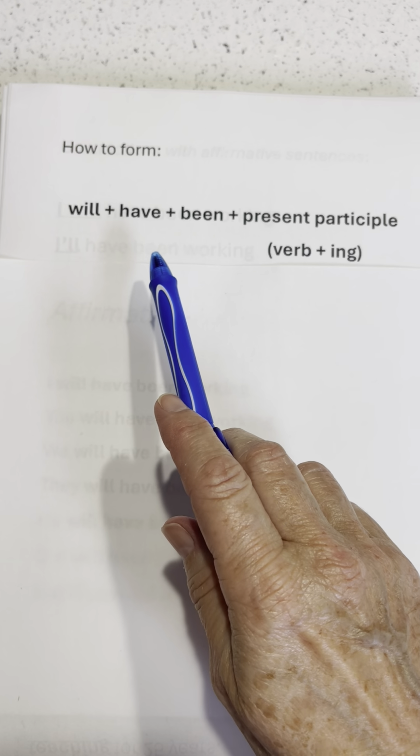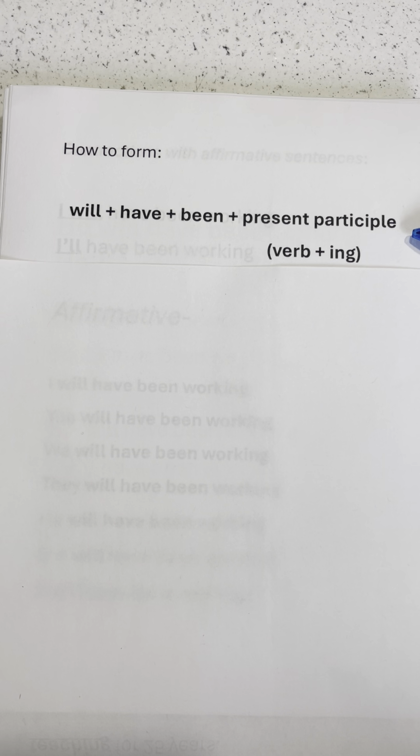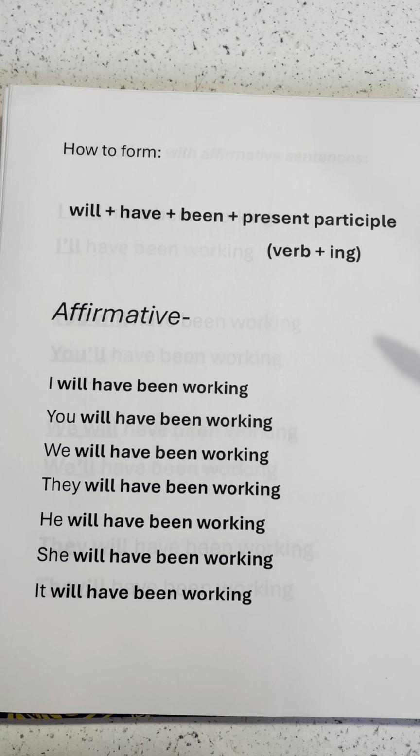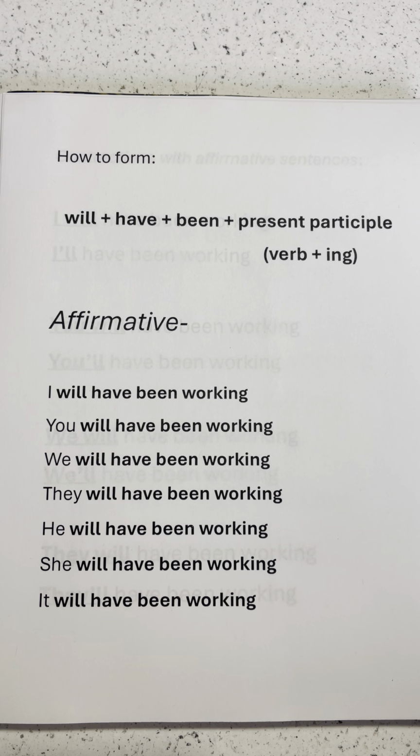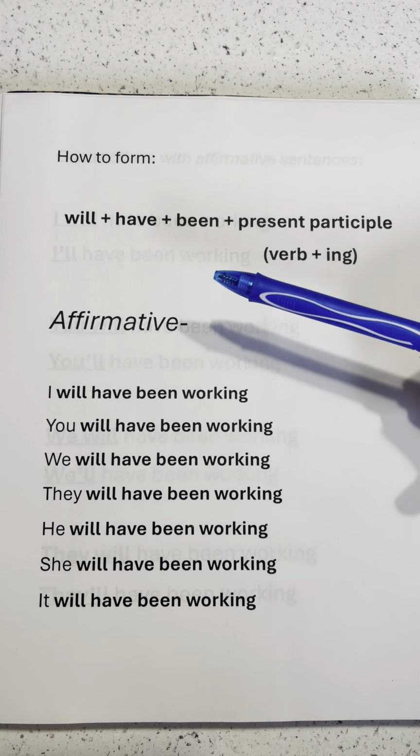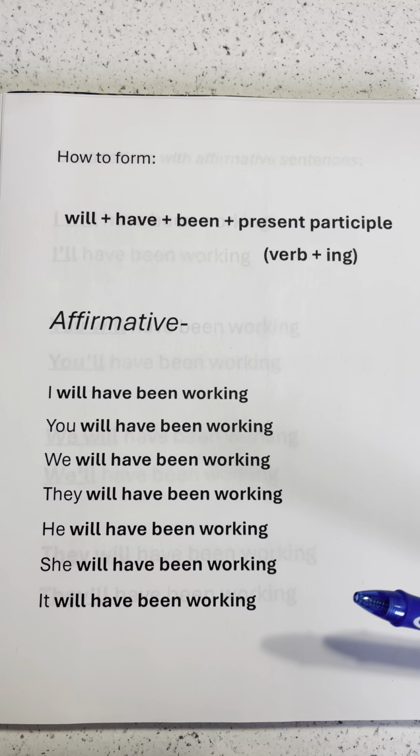Okay, so we form the future perfect continuous with the words will, have, been, and then the present participle, or the main verb with ing on the end. So let's conjugate the verb to work in the future perfect continuous affirmative. That will be: I will have been working, you will have been working, we will have been working, they will have been working, he will have been working, she will have been working, it will have been working. All of them are the same. So that part is pretty easy.